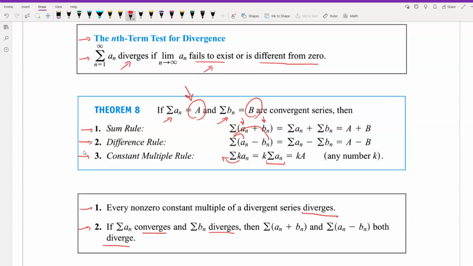So if you had one of these diverge, that means that sum or difference is, again, same result, it diverges. So it doesn't matter if one converges, if the other one diverges, adding or subtracting, you're going to have divergence.